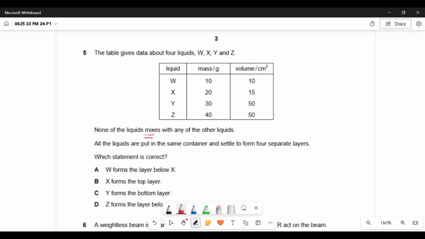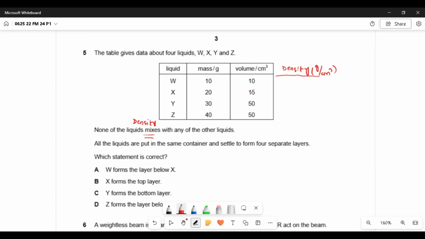It means that they have different density. So when you have different densities, the liquid cannot mix. All the liquid are put into the same container and settle to form four separate layers. Which statement is correct? So to understand that, we need to know the density of each liquid. The denser one will settle at the bottom and the lighter one will settle at the top.